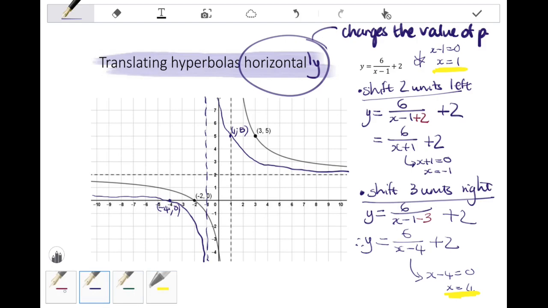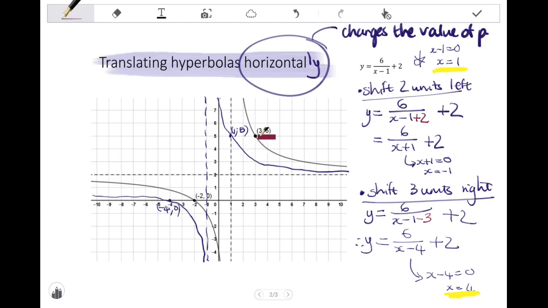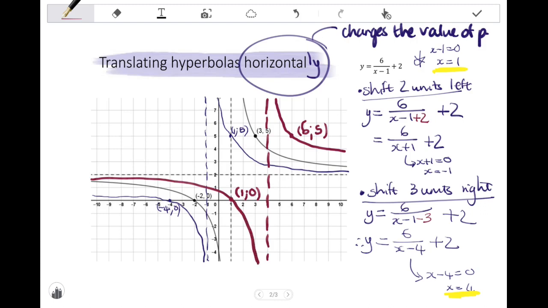So let's draw this graph, and let me make it a fat graph. The point 3, 5 shifted 3 units right will go to 6, 5. The point negative 2, 0 shifted 3 units right will go to 1, 0. The vertical asymptote, which is sitting at x equals 1, will shift 3 units to x equals 4. Then roughly sketching this graph, the one arm is there and the other is there.